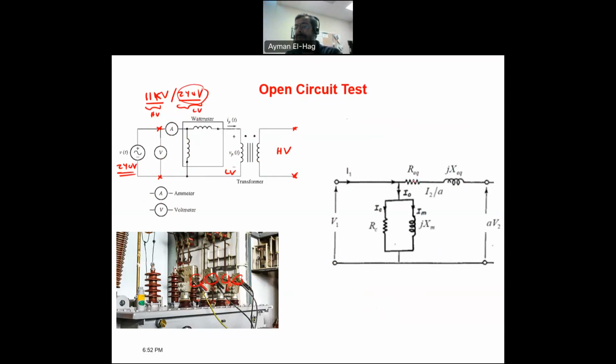Now, this is the model of the transformer. Which part can this test calculate, or find the parameters of? It will be the core part. So the objective of the no load test is to find RC and XM: the resistance of the core that represents the hysteresis and the eddy current loss, and the inductance that represents the magnetization inside the core. So let's see how we can do the calculations.